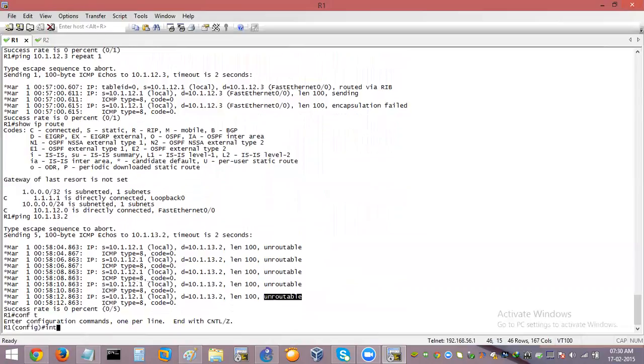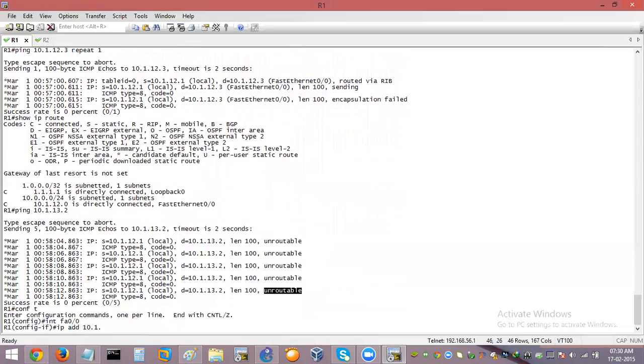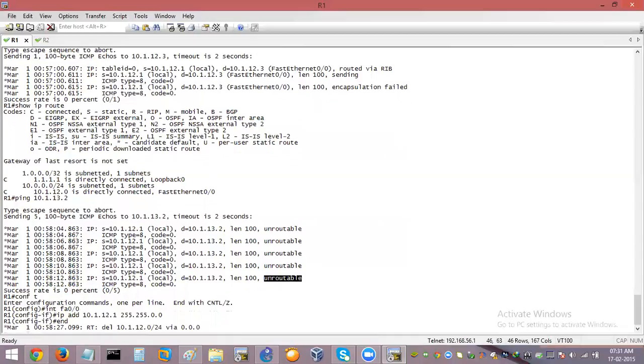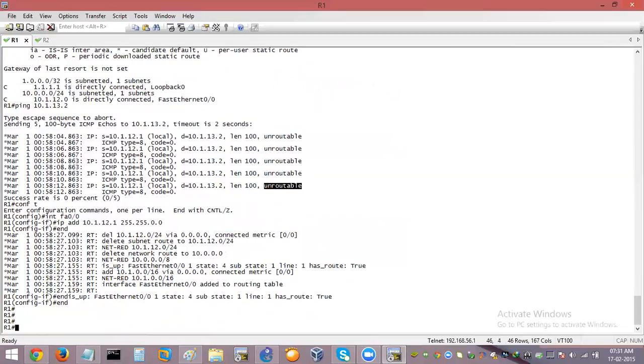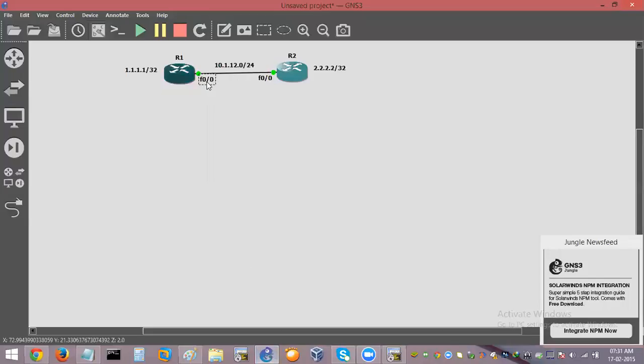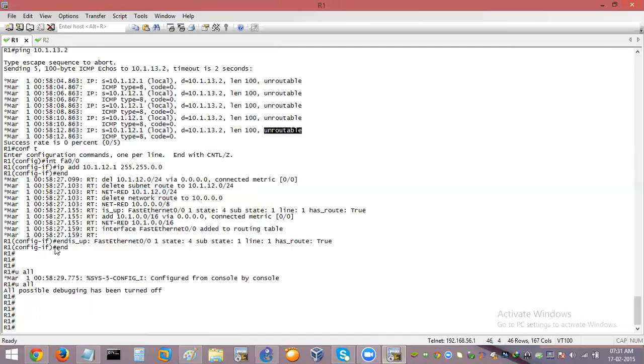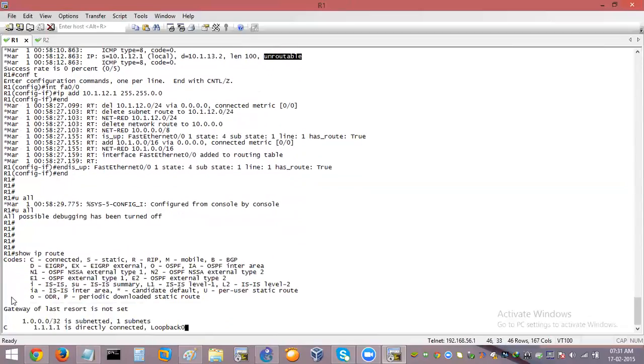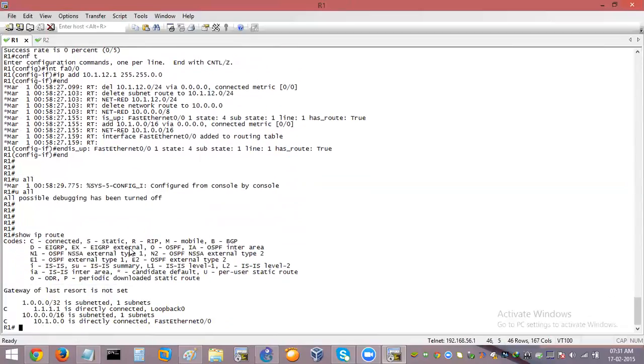What if I go to my interface Fa0/0 and say ip address 10.1.12.1 with a /16 mask? What I did is I went to my interface Fa0/0, and previously I put the subnet mask of /24, and this time I'm putting /16. We check the route is going to be installed as /16. Guys, if I try to ping the same address 10.1.13.2, will I be able to route the packet or not? Do I have a matching route for this IP address?